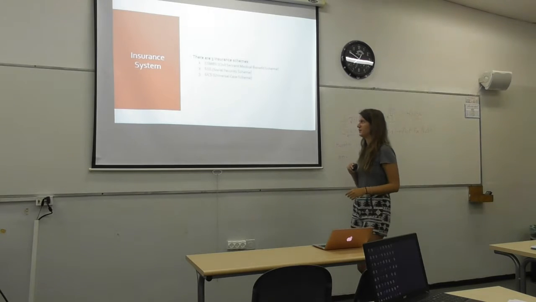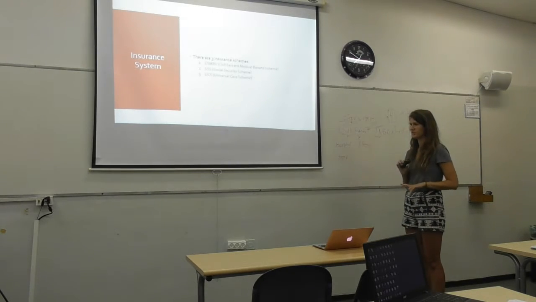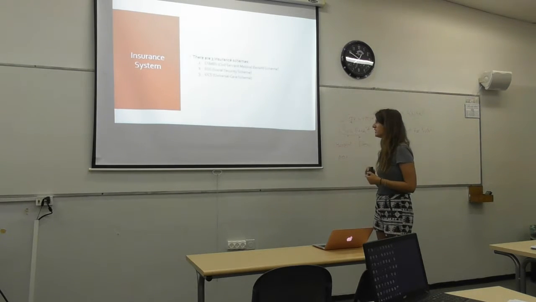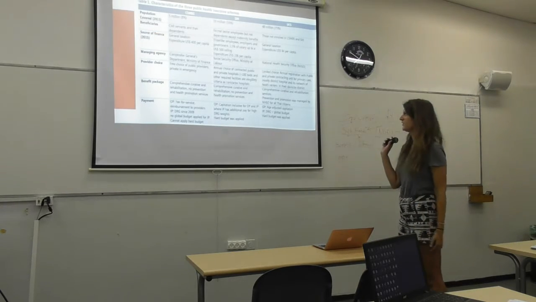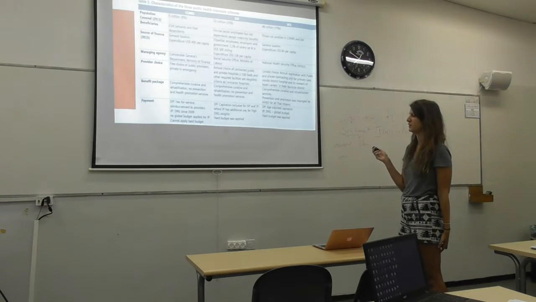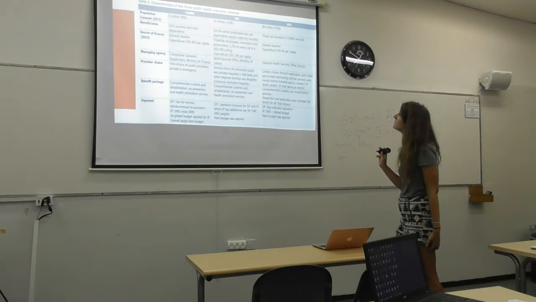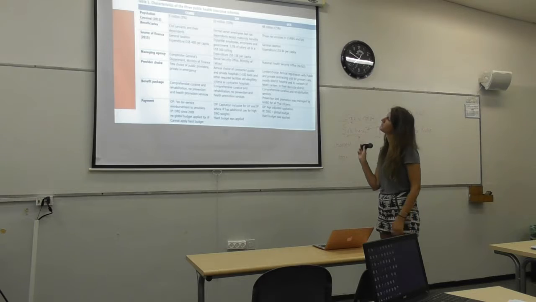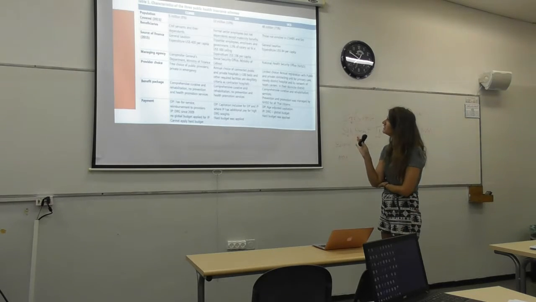So, the insurance system. There's 3 different kinds of insurance in Thailand. There's the Civil Servant Medical Benefit Scheme, the Social Security Scheme, and the Universal Care Scheme. So here's kind of a breakdown of the 3 different schemes, which I'll talk about a little bit more. As you can see, the majority of the population uses the Universal Care Scheme. About 8% uses the Civil Servant one, and 60% uses the Social one.